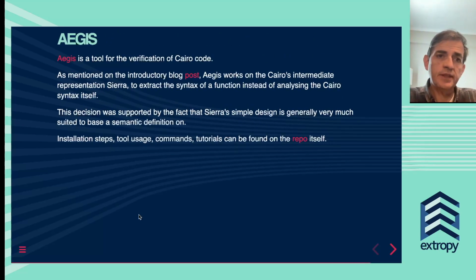Another one is Aegis. There's a link there to the blog post. Again, this is looking at the intermediate representation rather than looking at the Cairo syntax. This is a design decision. Obviously, we're going to be going via the intermediate representation, and so it could be that analysis of this is easier to perform than looking at the Cairo code directly. And there's a link there to the repo, so you can find the installation steps and how to use the tool from there.